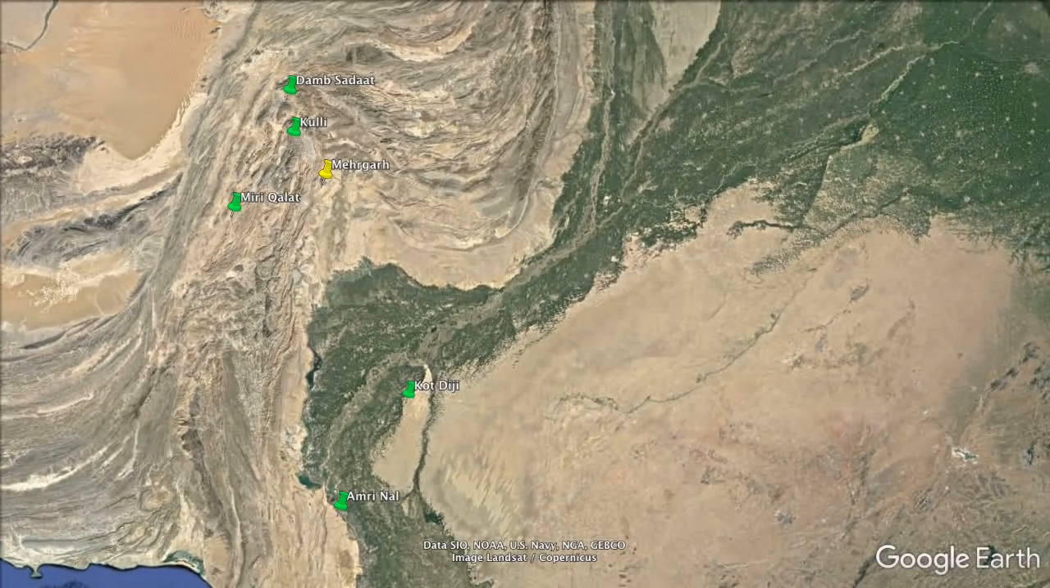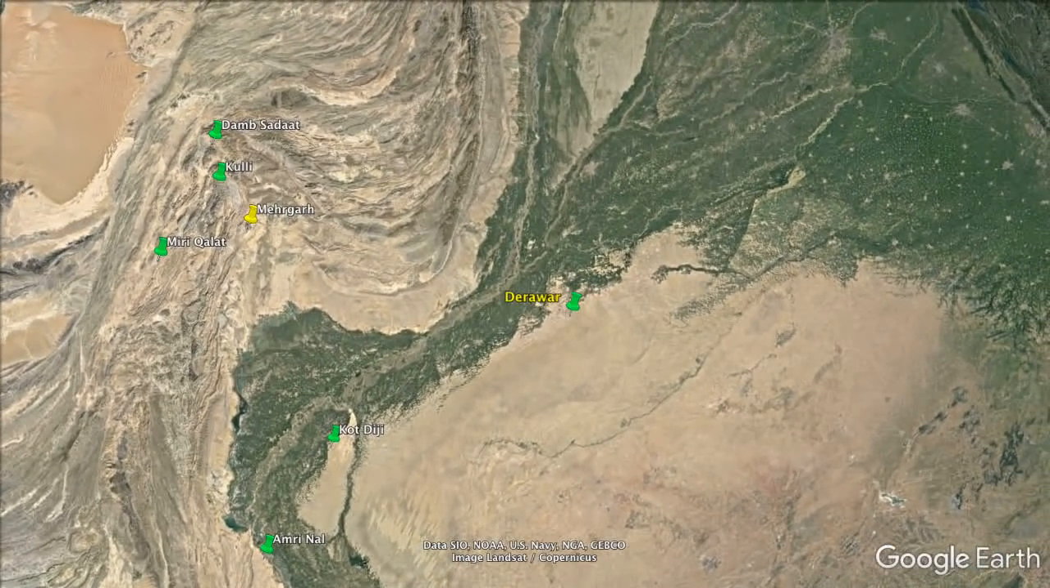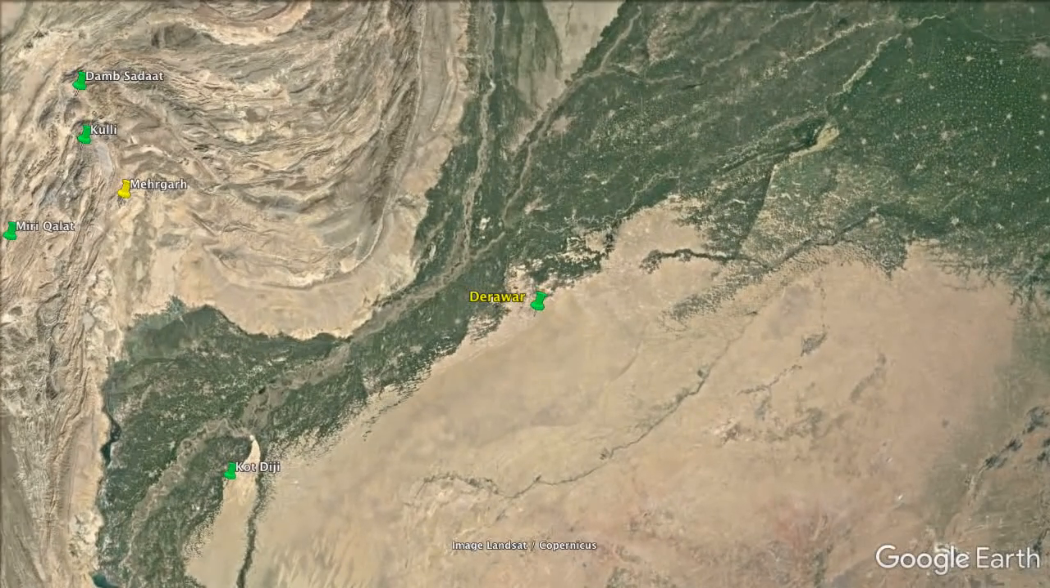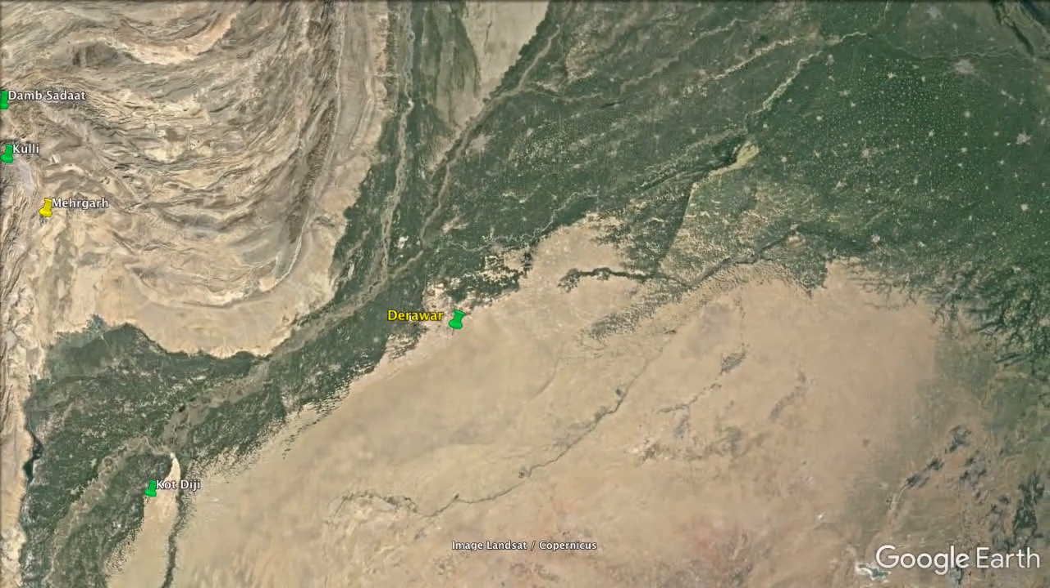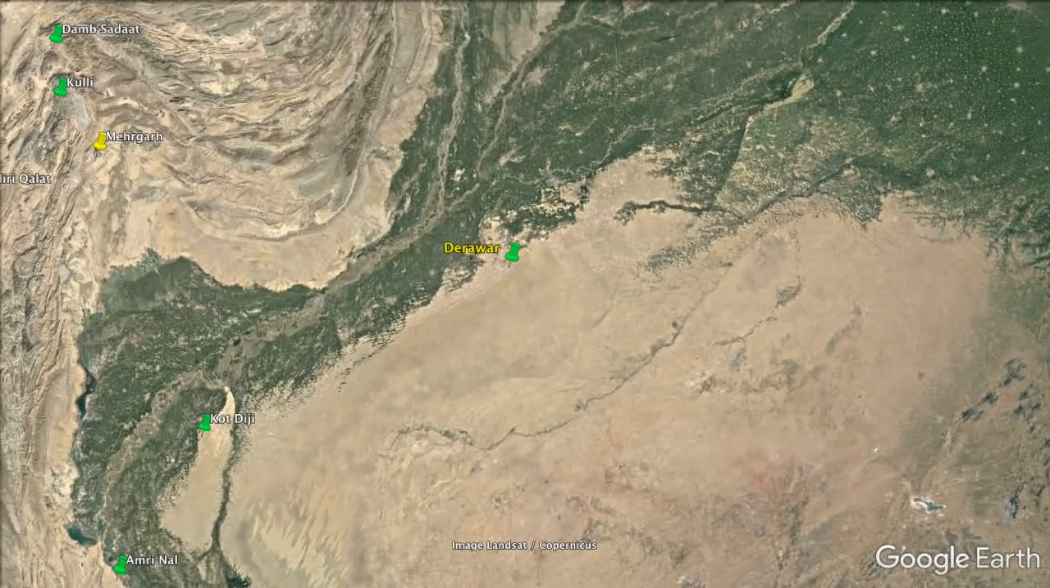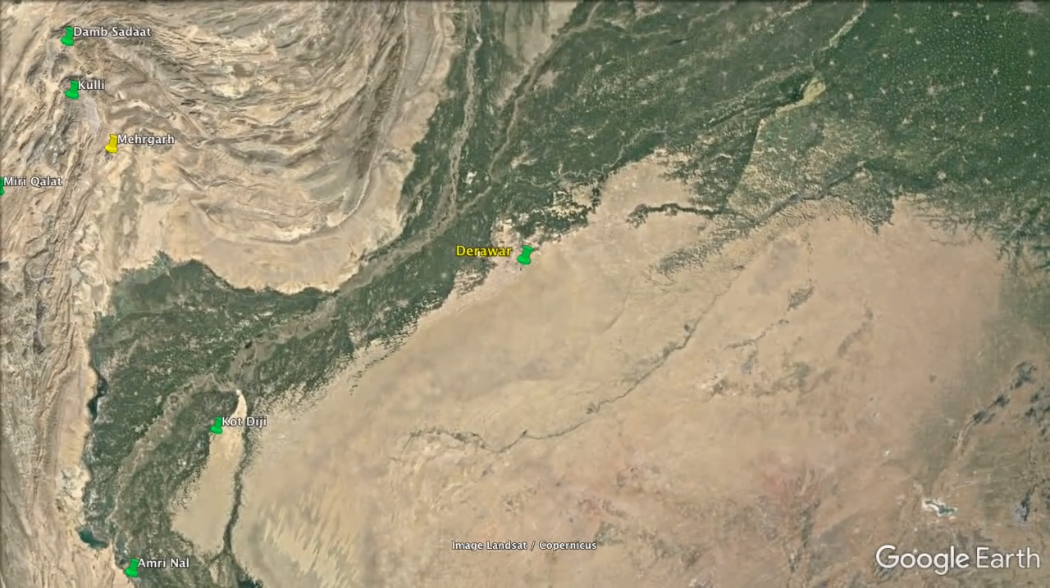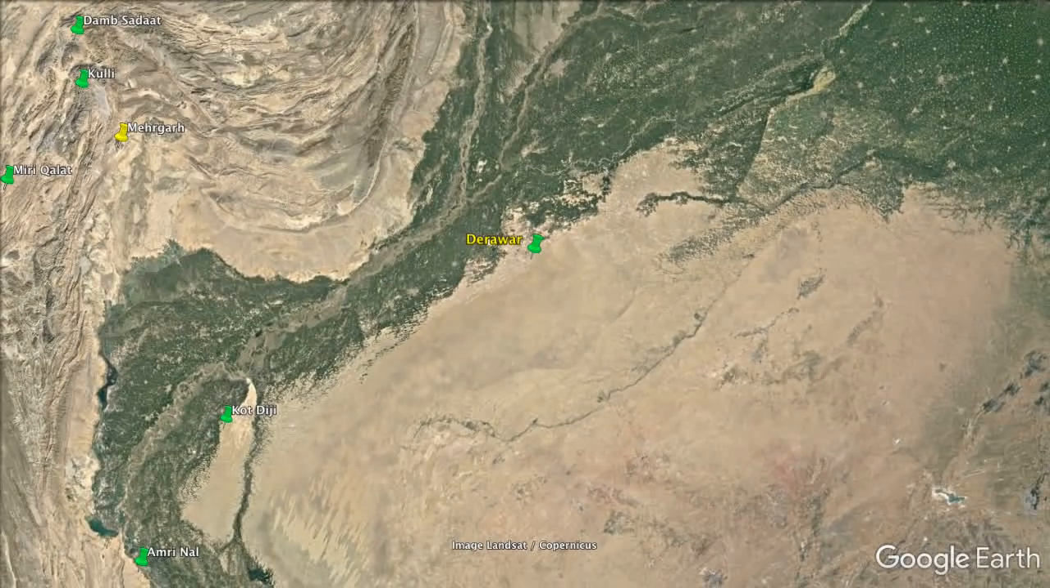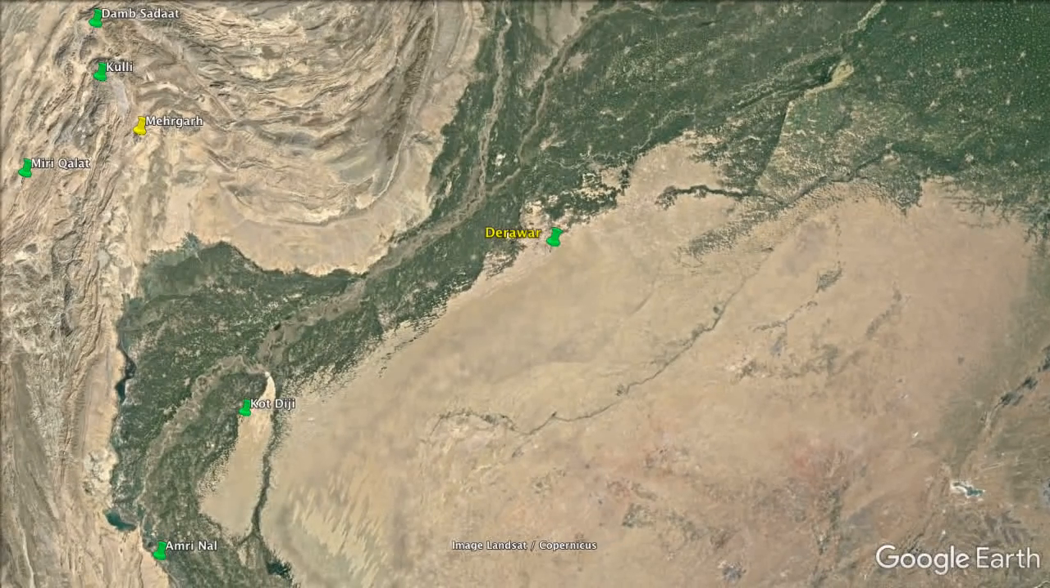In addition to the Koldhiwa, the Amri Nal, and of course the Kuli culture, we now have another regional cluster developing around the site of Derawar. So this is further up north from Koldhiwa. Again, you see the Indus River region is becoming highly contested, and more and more different cultures are settling around. So Derawar is about 160-170 miles north of Koldhiwa.